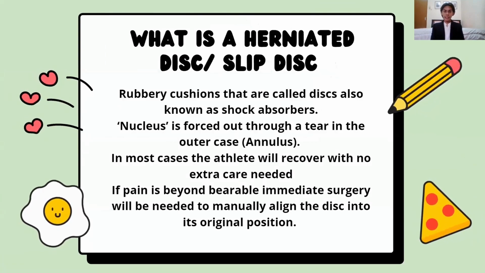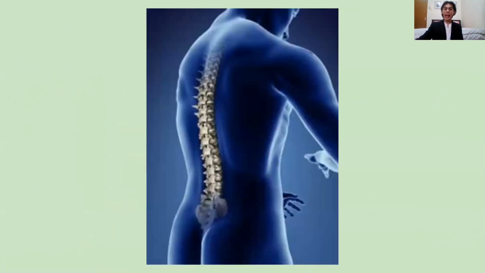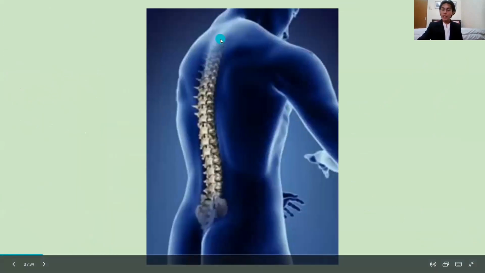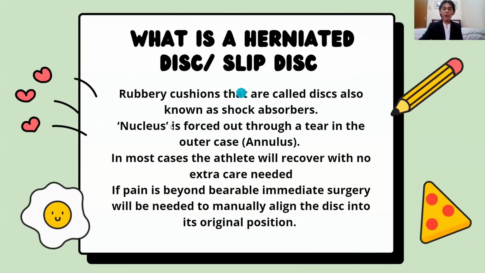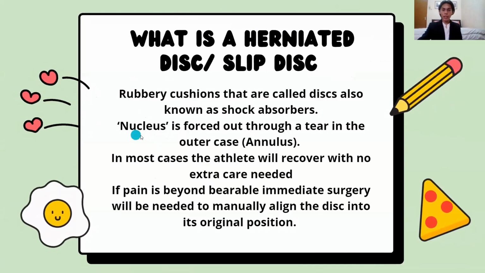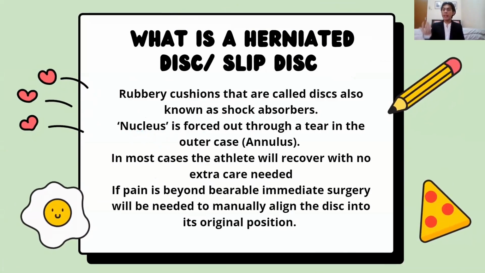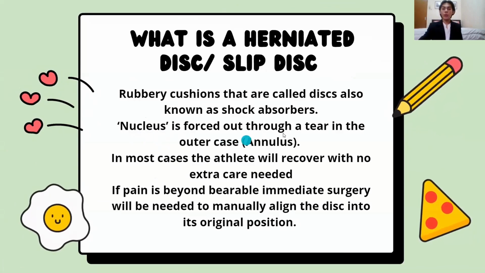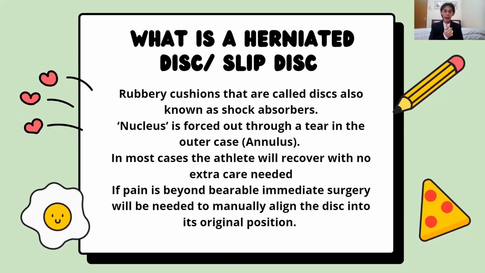A herniated disc, also known as a slipped disc, happens at our backbone. As you can see, here is an image of a backbone. In between our backbone, we have these small discs called nucleus. When the nucleus is forced out due to trauma, when being hit, it goes through a tear and ends up at the outer case known as an annulus.